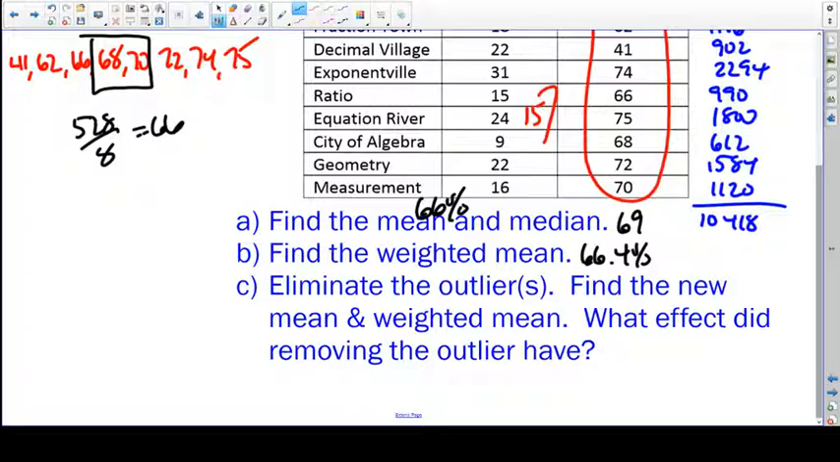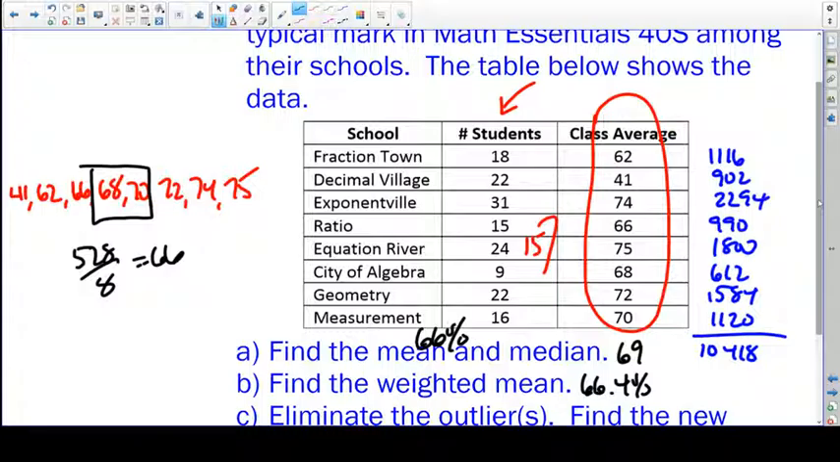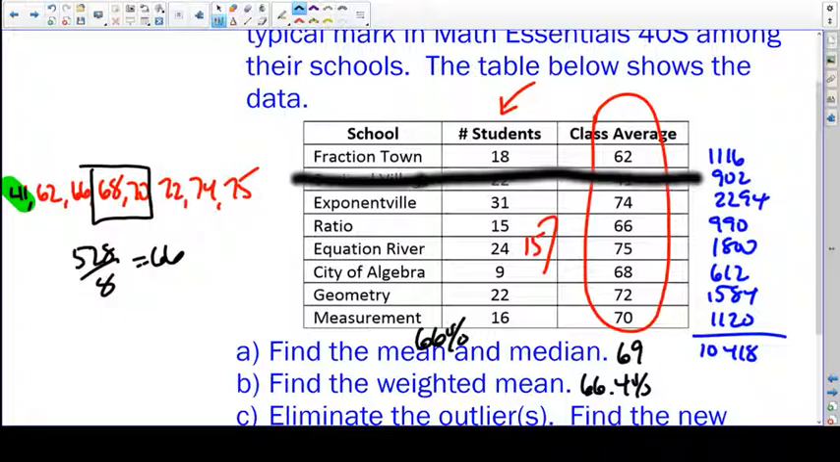Now, it says to eliminate the outliers. Then, find the new mean and weighted mean. What effect did removing the outlier have? Well, if we take a look at the marks, it's pretty clear where the outlier is. The outlier is the class average of 41. So, if we want to wipe that, what effect is that going to have?